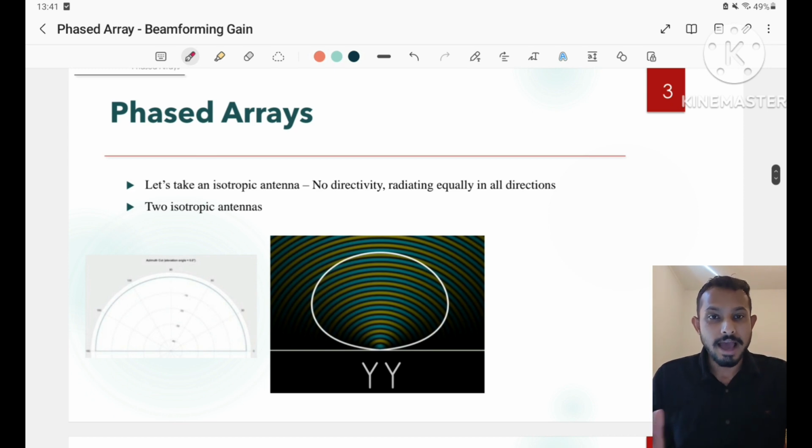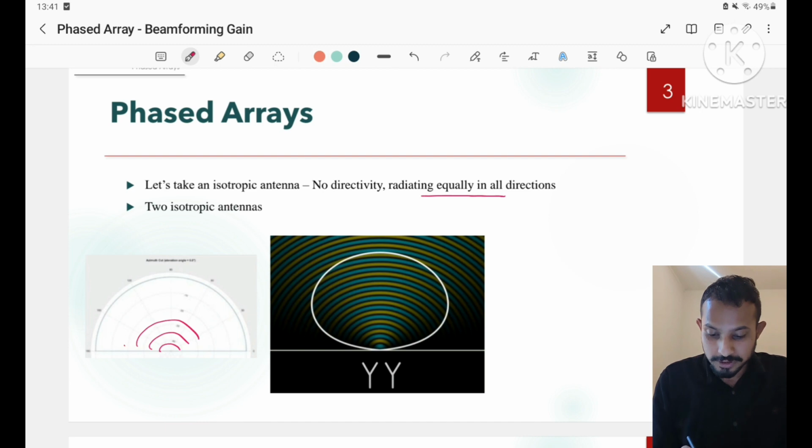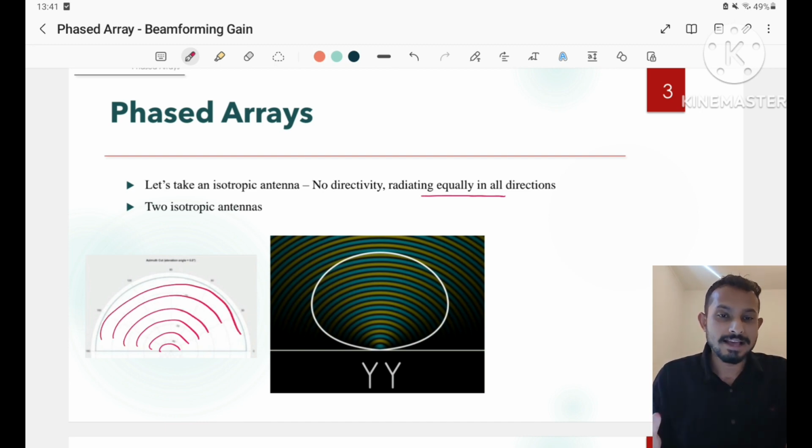So let us take an isotropic antenna that is radiating a sine wave equally in all directions. This is the radiation pattern for the isotropic antenna, and obviously it has no directivity, as it is radiating equally in all the directions.